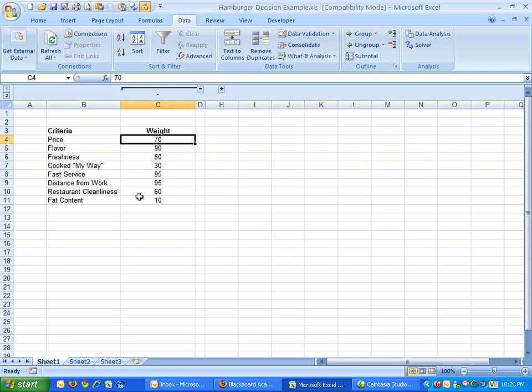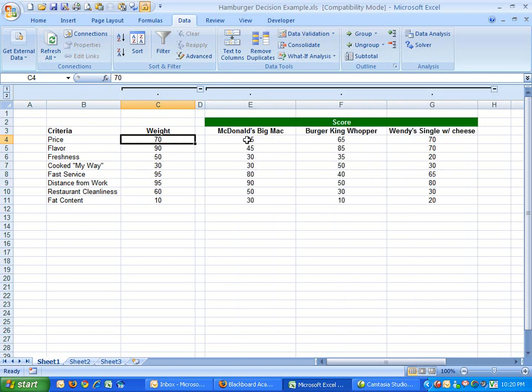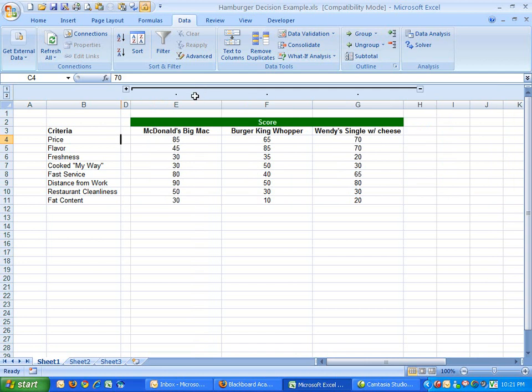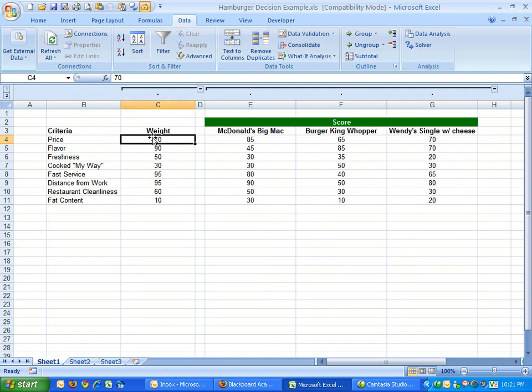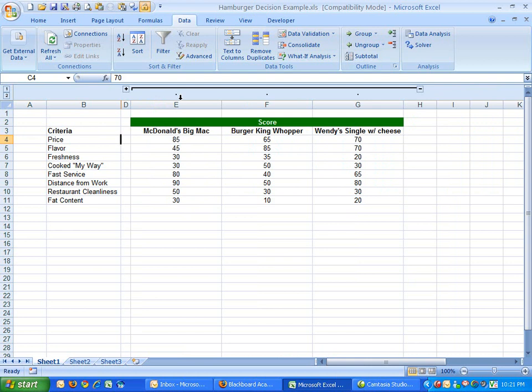So once I'm done establishing these weights of relative importance, then I actually go and look at my different options for where I can go out to eat, and I want to compare each of those options against these criteria. So let's say that I have 3 different options: McDonald's Big Mac, Burger King Whopper, Wendy's Single with Cheese. I go in and I give each hamburger, in this case, a score for each of the criteria shown. And this is really independent of what I had done on the weight of relative importance. So I'm just going to go ahead and hide that.